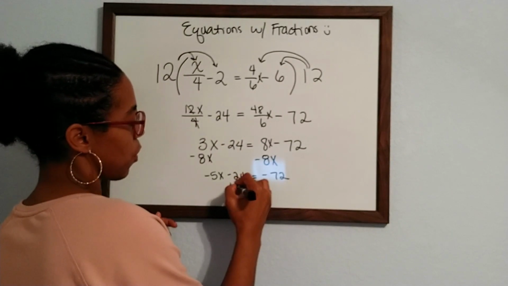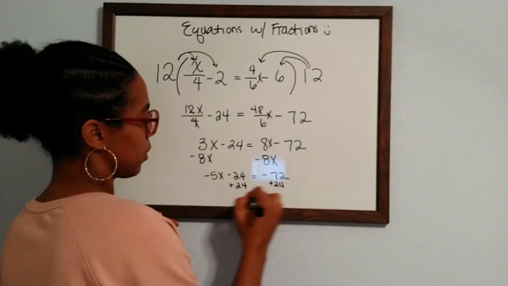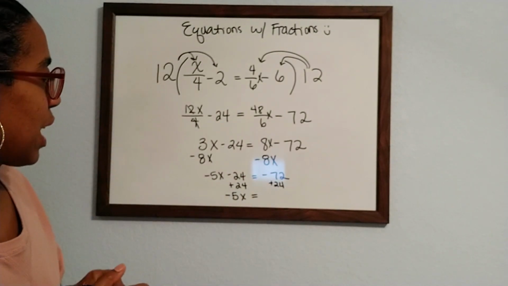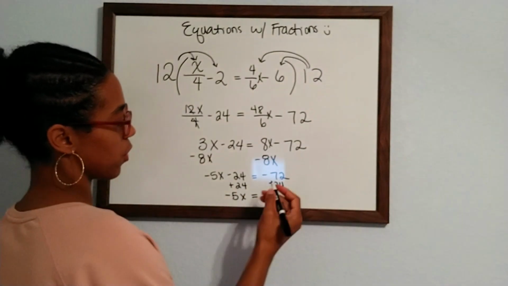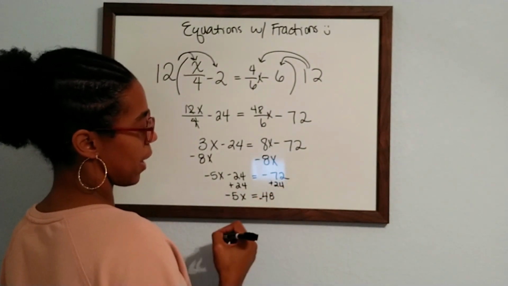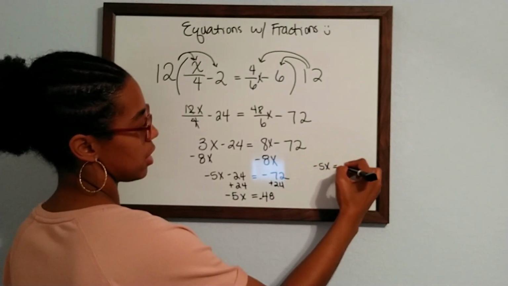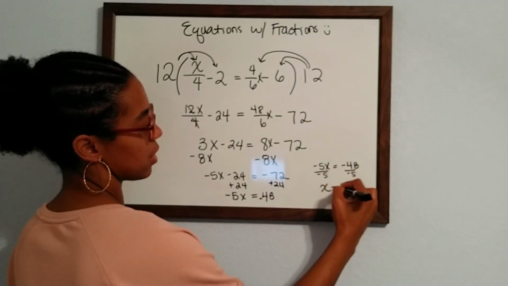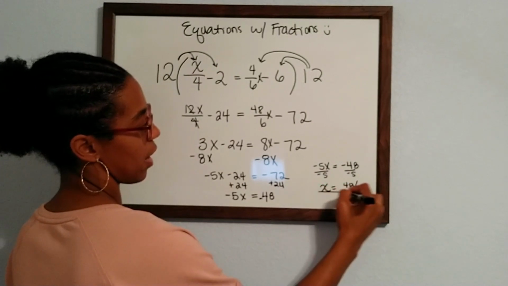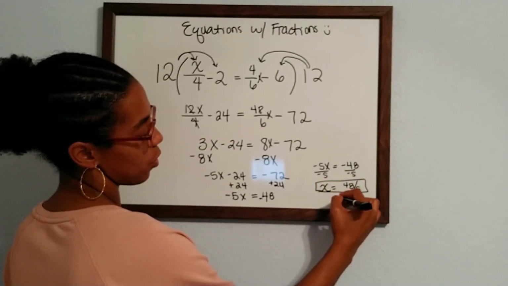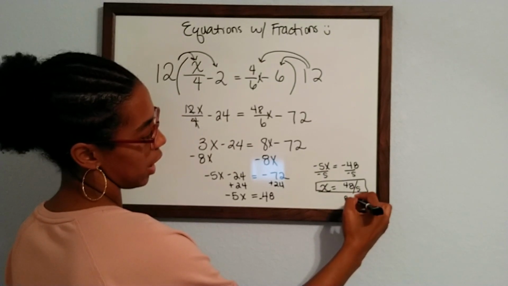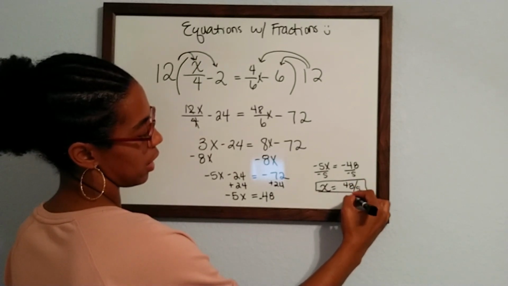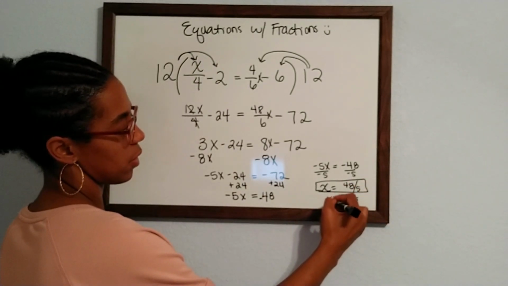Then I'm going to put this 24 over here, and I'm going to end up having to move this so you can see it. Negative 5x is going to be equal to negative 72 plus 24, which is negative 48. So now negative 5x is equal to negative 48. Divide both sides by negative 5, and x is equal to 48 over 5. Or you can change it to a mixed number, which will be 9 and 3/5, if that's what you want to do.